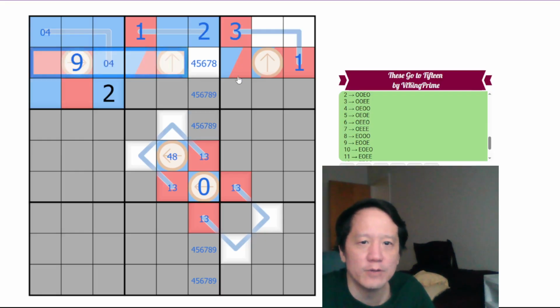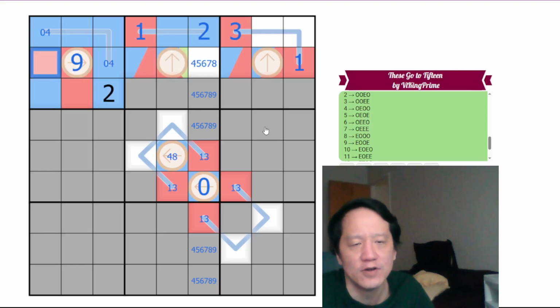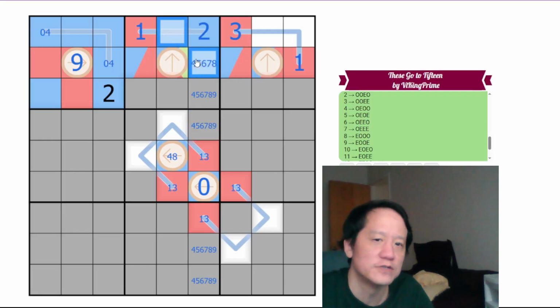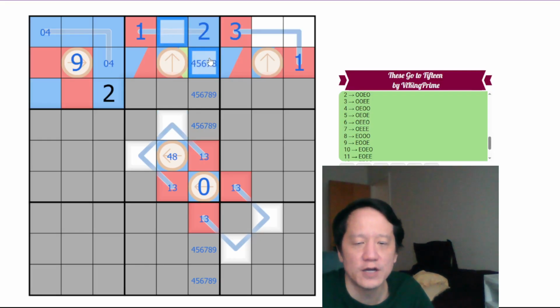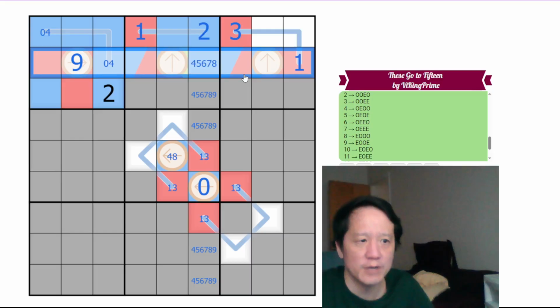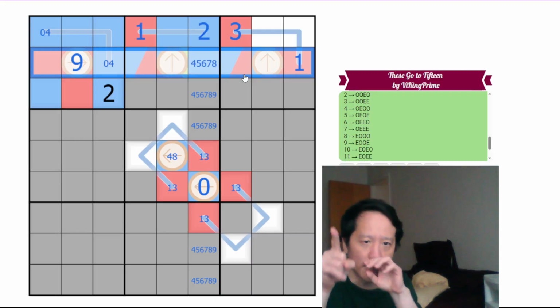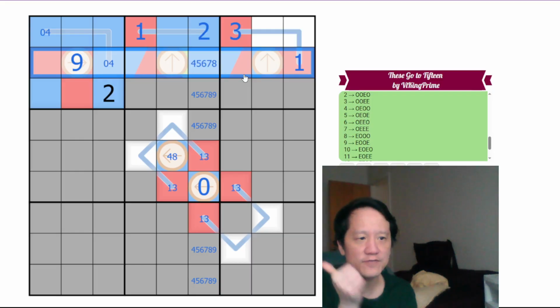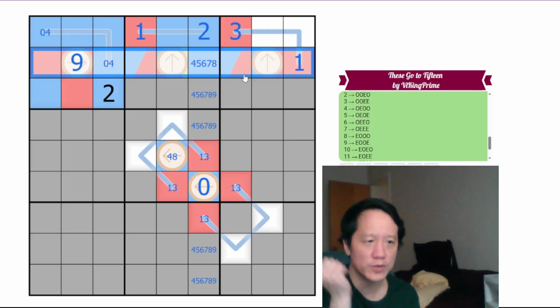In row 2, we have 1, 2, 3, 4, 5 odds, which means this must be even. Oh yeah, that's also another thing. So this must be even. So in row 2, it must be either even, adding up to an even, or even odd, adding up to an odd.